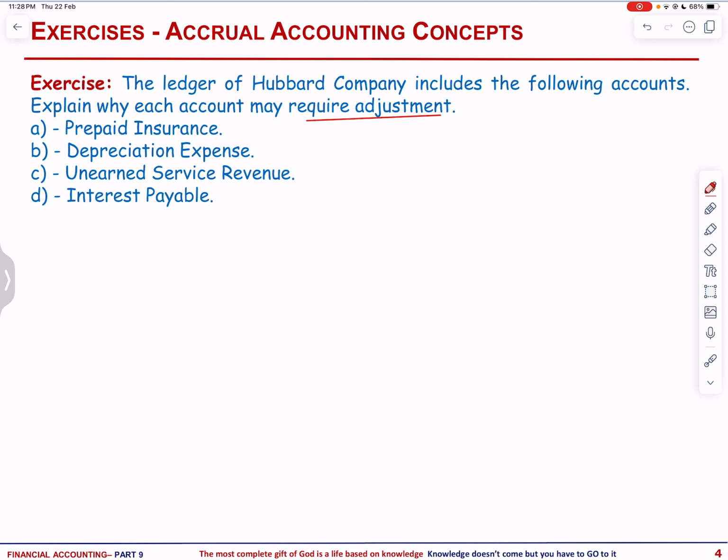So prepaid insurance may require adjustment to recognize the expiration of insurance during the period. Depreciation expense may require adjustment to allocate the cost of an asset as an expense for the current period. Unearned service revenue may require adjustment to record revenue that was earned but not yet recognized for services provided during the period. And interest payable may require adjustment to recognize accrued but unpaid interest on notes payable during the current period.